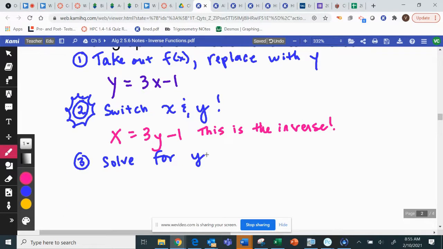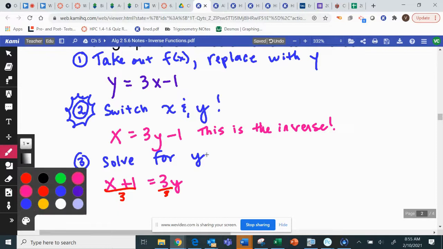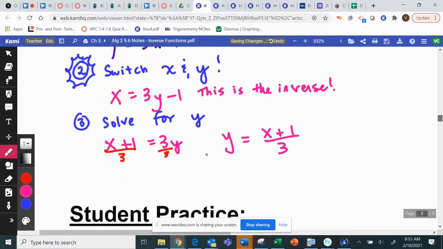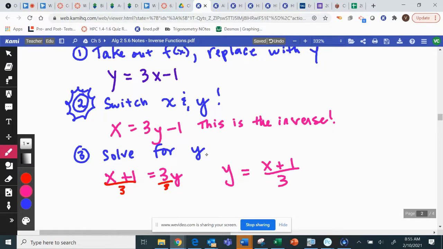So the first thing I'm going to do is add the 1. And then divide by 3. So our original equation was multiply by 3, subtract 1. For this, I just added 1, divided by 3. So it's complete opposite operations in reverse order.